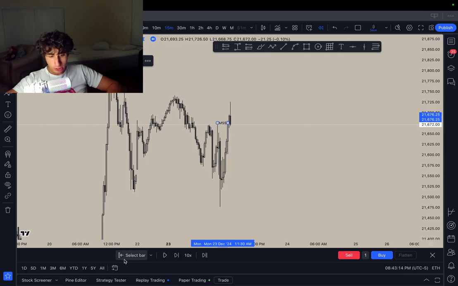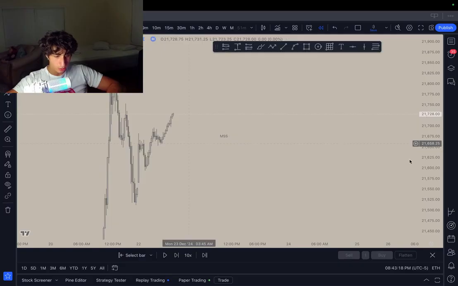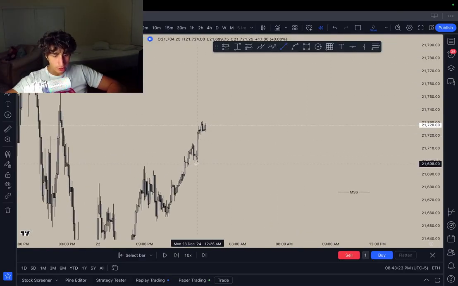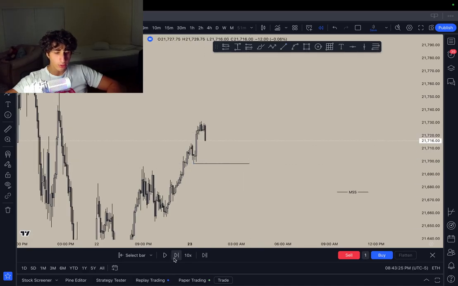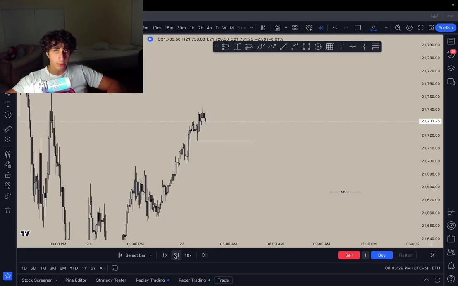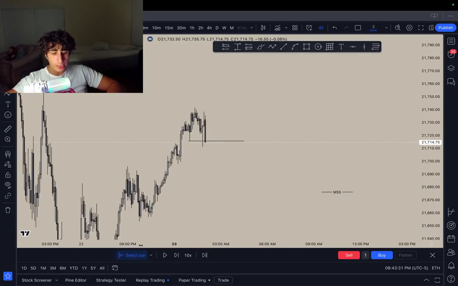And then what a bearish market structure shift looks like is we'll get our swing low. So let's say our swing low is right here, right? What a bearish market structure shift looks like is a closure below that swing low. So then the swing low is now here, right? This is that higher low. Boom. So is this a market structure shift, guys?